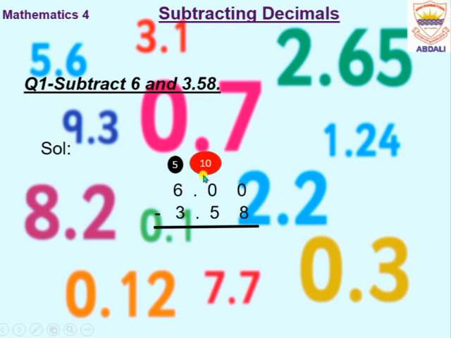When we give a carry from 10 to 0, the remaining value will be 9, and the new value here will be 10. Now you can subtract: 10 minus 8 will give us 2, 9 minus 5 will give us 4, 5 minus 3 will give us 2. As we write the decimal below decimal, our answer will be 2.42.